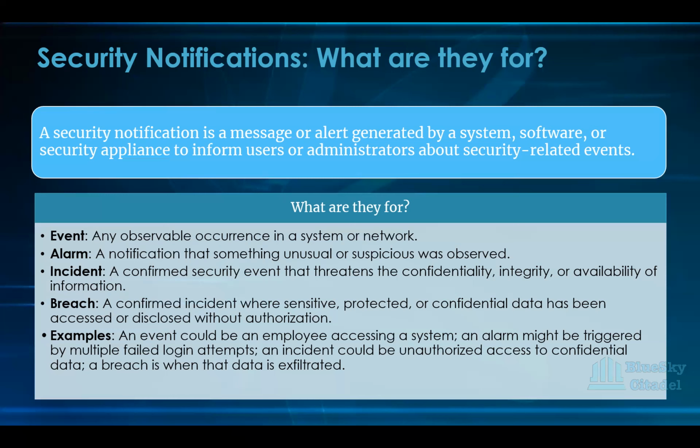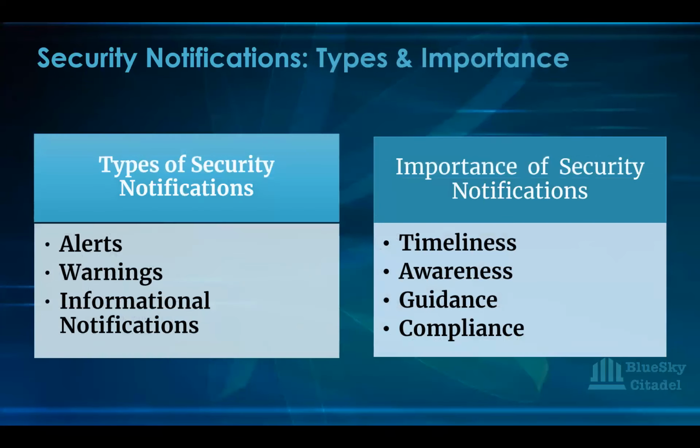So an event could be an employee accessing the system. An alarm might be triggered by multiple failed login attempts, okay? So that is saying, oh, something is going on, and you need to have a look at it, or you need to check. And then it could be an incident that occurred because somebody who is not expected to access a particular data is gaining access to it, or a breach when the data is exfiltrated.